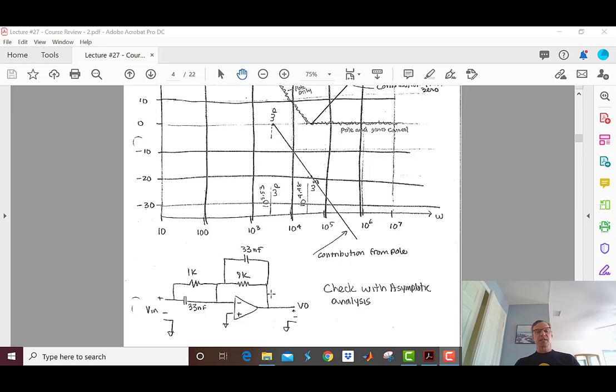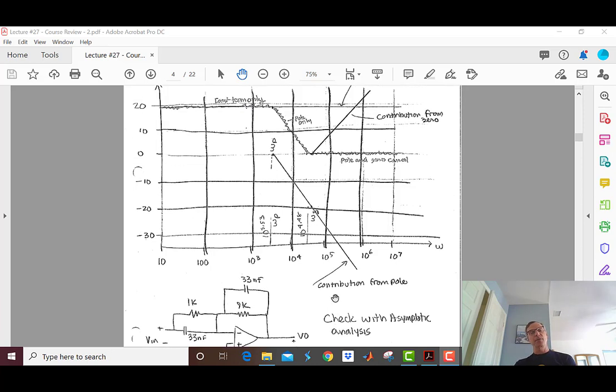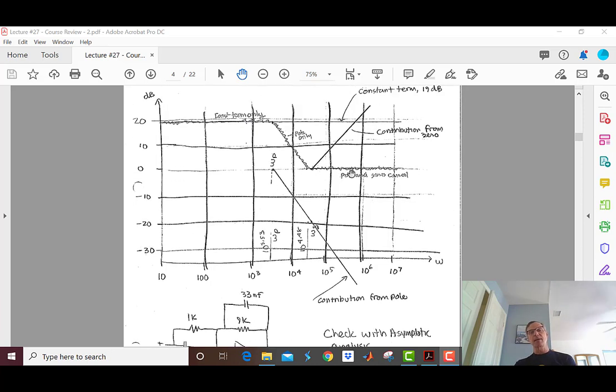If the frequency is infinite, the impedance of these capacitors is so much lower than the impedance of these resistors that I really have Z2 equals Z1, don't I? And if Z2 equals Z1, the gain is -1, and the magnitude of the gain is 1, and therefore I'm at 0 dB. Hey, that's what my Bode plot is telling me.